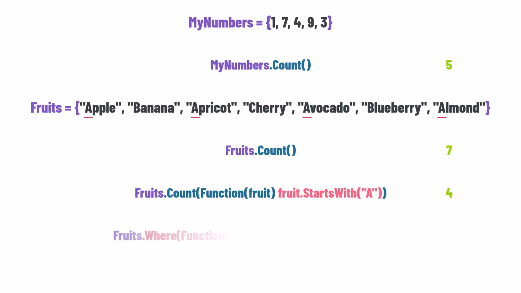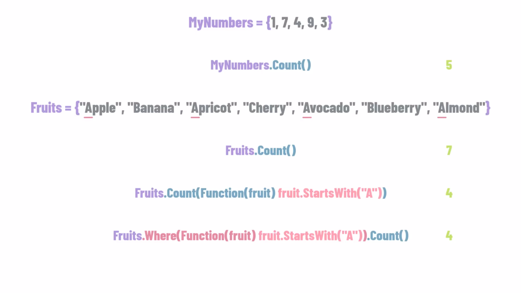Alternatively, we can use the following query to get the same result. Here the Where method is used to filter the list. This returns only the fruit names that start with letter A. Then using the first overload of the Count method we will get 4 as the result.